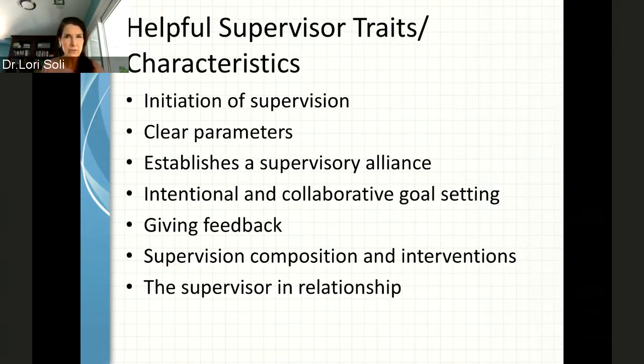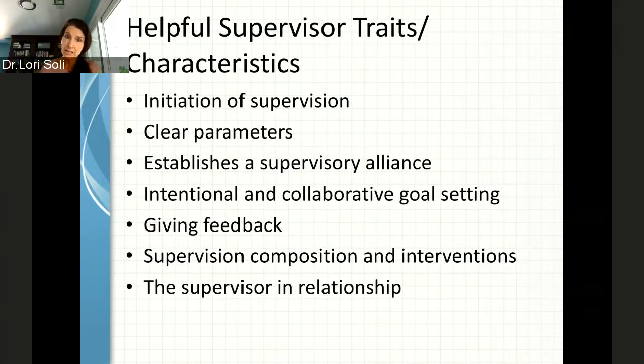There need to be clear parameters. As a supervisor, setting clear parameters for what the expectations are within a supervision session. So as a supervisor, I may say, I need you to send me that recording 24 hours before we meet so I can take a look at it so that we can talk about what I saw. I need you to bring your case notes from last week so that we can take a look at those and see how those match up with your tape, right?